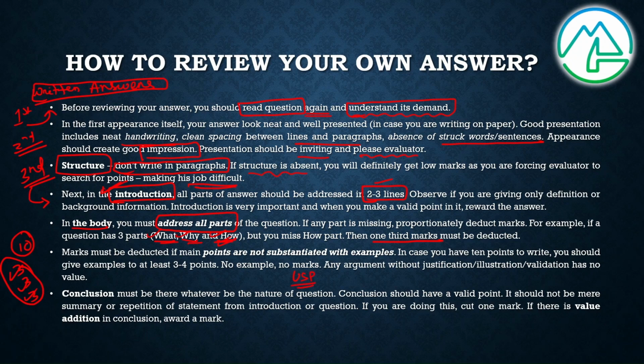That USP is if you are writing good examples, if you are drawing good diagrams, if you are making flowcharts, if you are writing in short and crisp points, and you are highlighting your relevant keywords, then that will be your USP. And example is a big USP in any answer, right? Suppose you are writing 10 points, then you should at least give 3 to 4 points with examples and substantiate them accordingly. And if justification, illustration or validation is missing in your answer, then you have to deduct your marks accordingly, right?